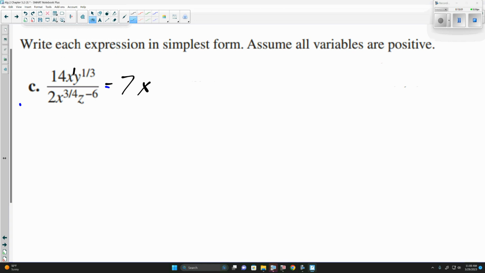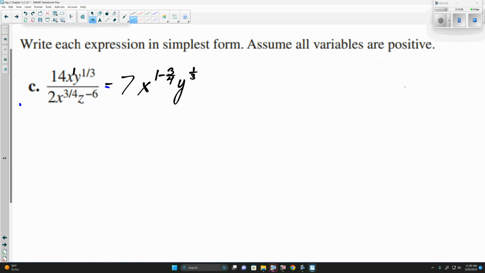Whenever we divide like bases, we subtract the exponents. So for x, we're going to have 1 minus 3/4. When we divide like bases, we subtract the exponents. Now y is our next variable, but there's only one y. There's only y's on top. There's none in the denominator. So we just have it as y to the 1/3.